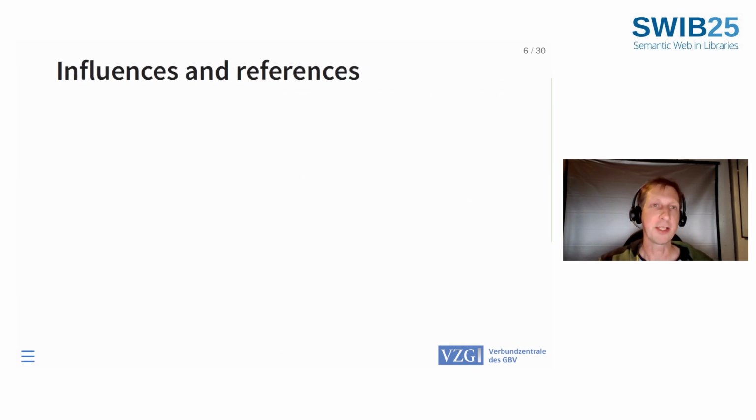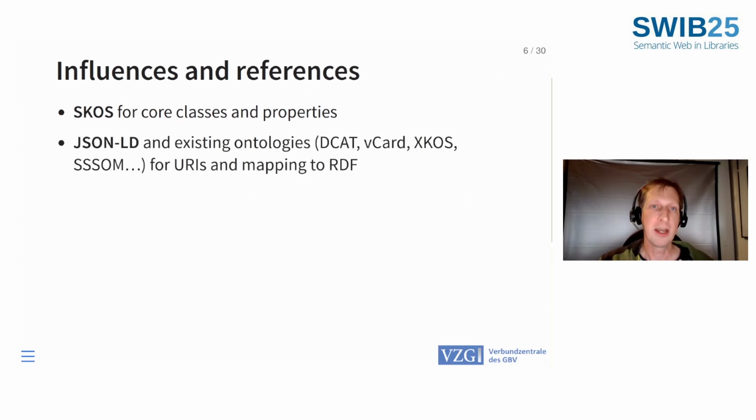But the resulting format is not something invented without references. We looked at existing solutions, so basically SKOS for core classes and properties, and JSON-LD and other existing ontologies. So if there was some property that could be reused or had been defined in some other ontology, we better use this instead of inventing our own.